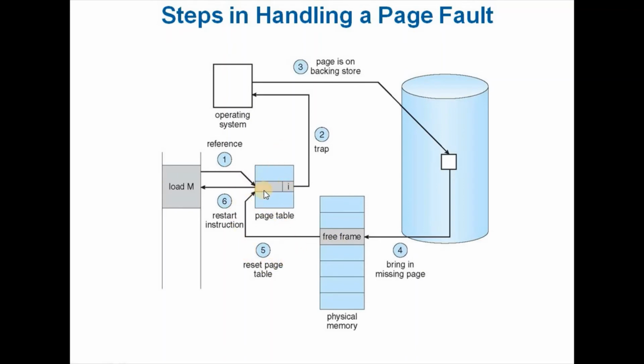Whenever we are copying this new page to a free frame, we need to update the page table accordingly. So reset the page table. The I will be changed to V, and this corresponding address will be loaded into the page table. Then it will inform the CPU to restart the instruction. Then the CPU will again execute the same instruction and check the page table, and here it will be V, and here it will be an address, which will give the exact location of that corresponding data. Okay, these are the basic steps whenever a page fault occurs.